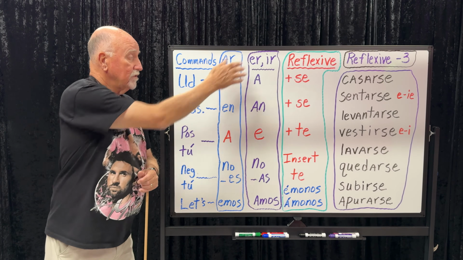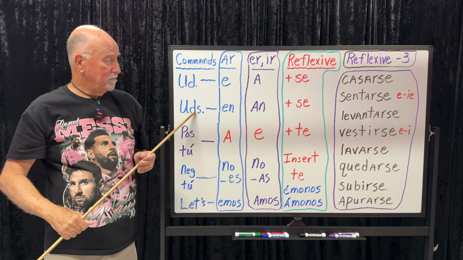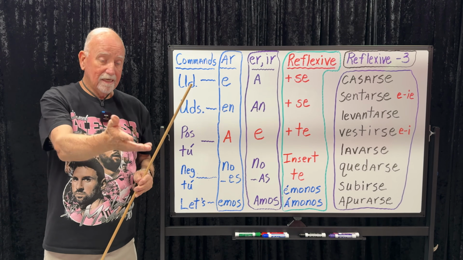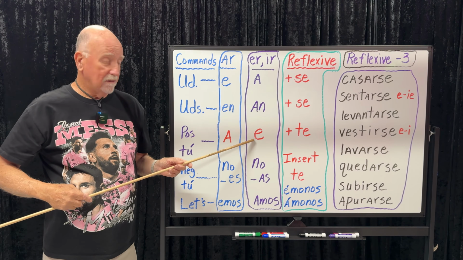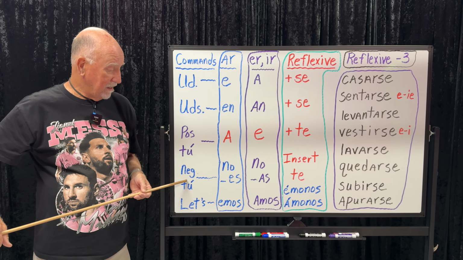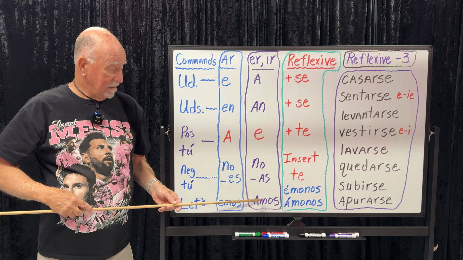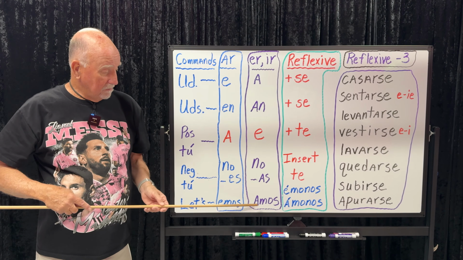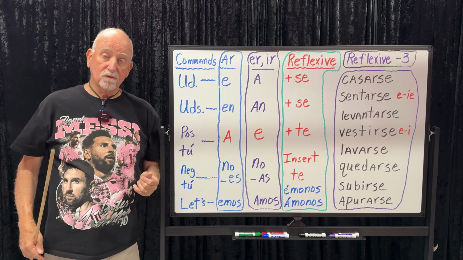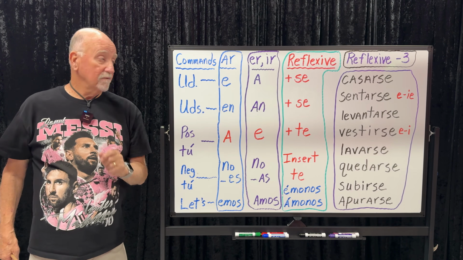Let's take comer over here. Tell an usted person to eat, it's coma. Tell a group of people to eat, the kids, eat, coman. Tell your friend to eat, it's regular vowel, come. Tell your friend not to eat, it's opposite vowel, no comas. And then let's eat would be simply, you take the opposite vowel and stretch it out into the nosotros form. Comamos, let's eat.